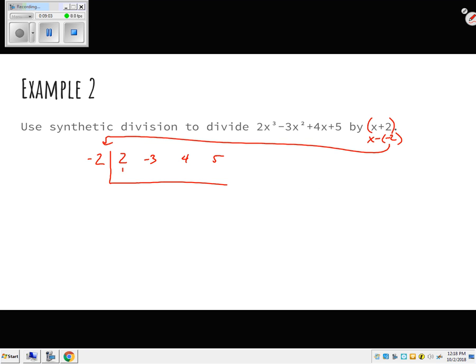So from here, I drop down the 2, and I just multiply and add, multiply and add, multiply and add. Just repeat it over and over again. I multiply -2 and -7, and then I add. I multiply, and then I add. And that's not my answer. This back guy is my remainder. So I've got to rewrite this. Those are my new coefficients that go in front of my polynomial. I can just throw my remainder at the end of it. Okay.